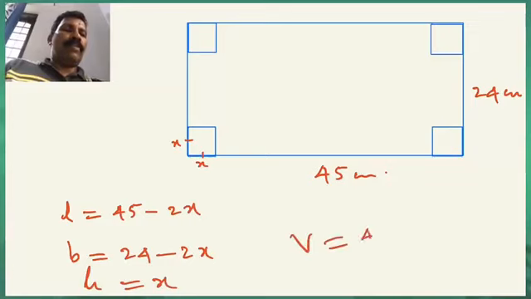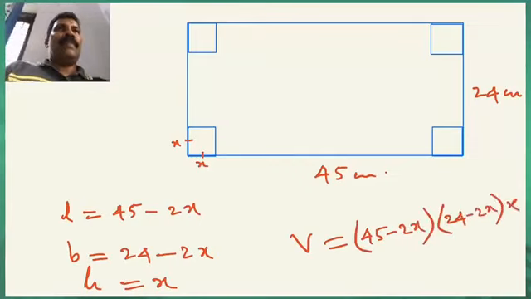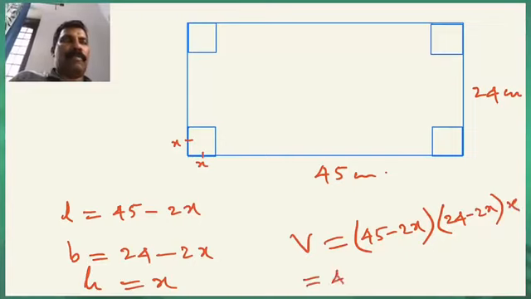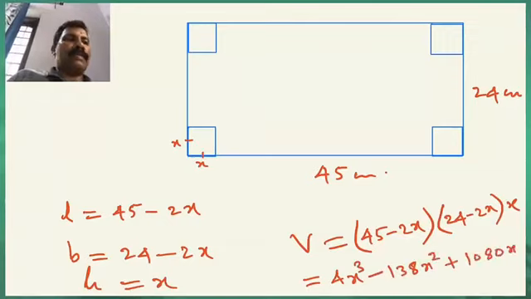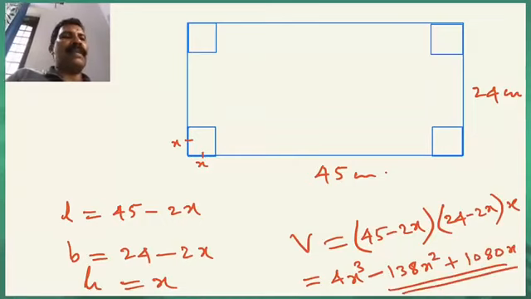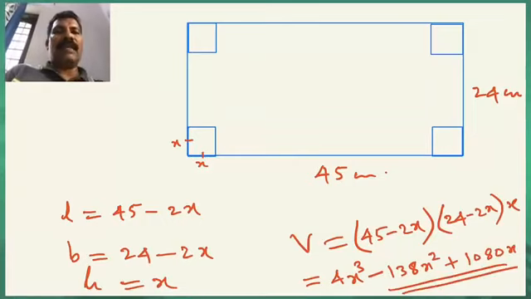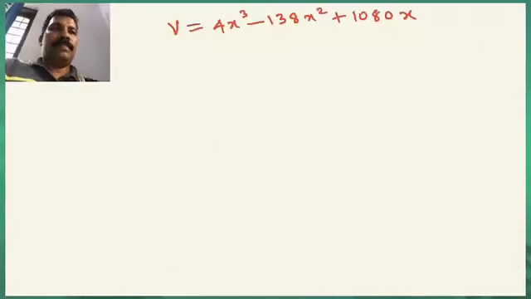So what should be its volume? Volume will be (45 minus 2x), that is length, into breadth, that is (24 minus 2x), into x. That you can simplify as 4x cubed minus 138x squared plus 1080x. So that is having only a single variable, and we have to maximize the volume V. Now we have V equal to the single variable function 4x cubed minus 138x squared plus 1080x.